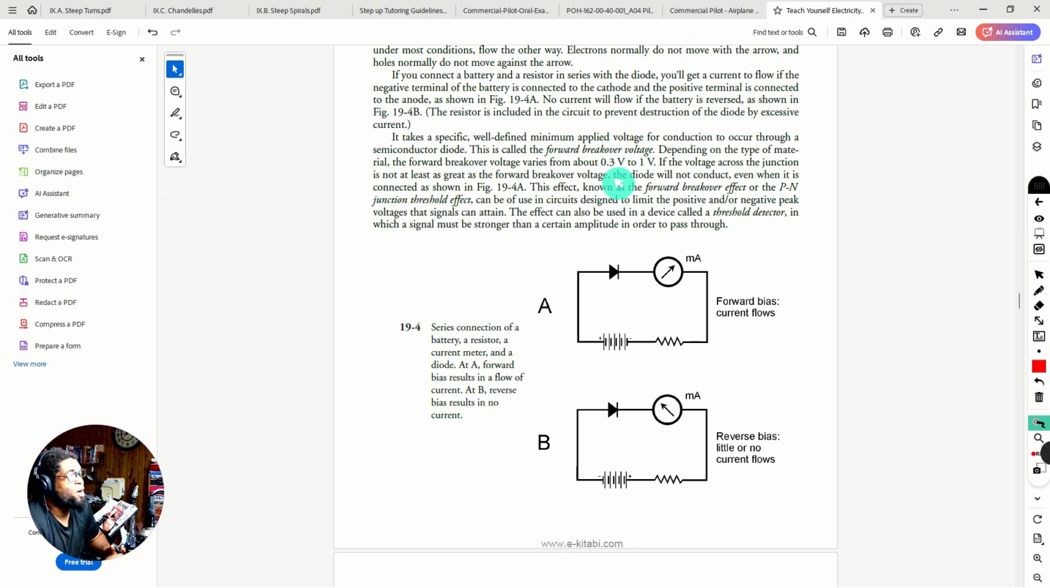If that voltage across the junction is not at least greater than the forward breakdown voltage, the diode will not conduct, even if it's connected as we show here in the forward bias point. That's what he's talking about. Even if this is connected here, if this battery was only 0.5 volts, then most general purpose diodes would not conduct. It has to be at 0.7, and then it would conduct, okay?